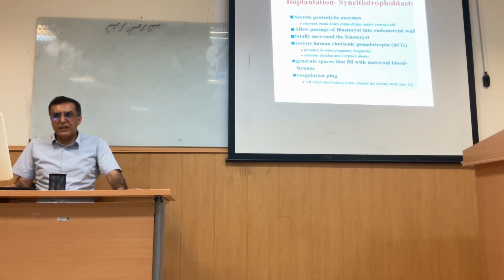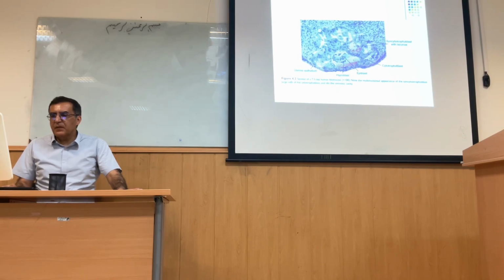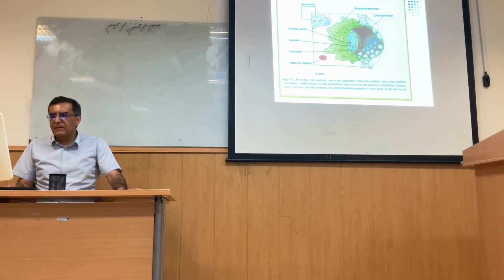Why is implantation happening? Because the syncytiotrophoblast secreted proteolytic enzyme. All of the passage of the uterus is totally surrounded, and I told you all of these things. I gave you the slides. This is a real picture from the embryo. This is 8 days. With more implantation, the syncytiotrophoblast is formed. The first cavity, the amnion cavity, is formed, you can see here.